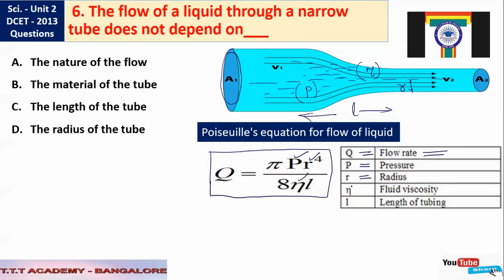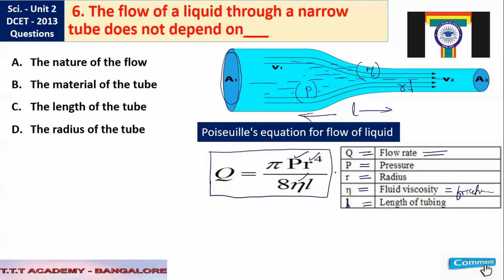Then mu is the fluid viscosity. Viscosity is a property of a liquid by virtue of which it resists the movement of one layer of fluid over another adjacent layer of fluid. That is viscosity. It depends upon the friction between the liquid particles. Then L is the length of the pipeline, the total length of the pipeline.